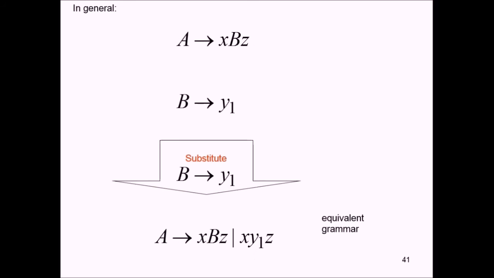What we have done is that we have removed B entirely from the question. For the second question, like in general, if A tends to XBZ and B tends to Y1, we will substitute B with Y1. So the equivalent grammar will be A tends to XY1Z.